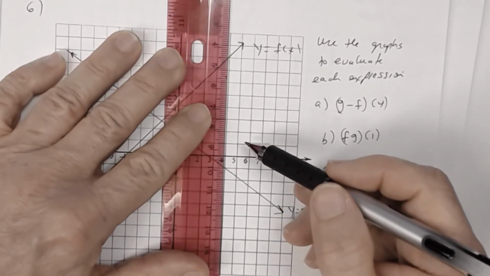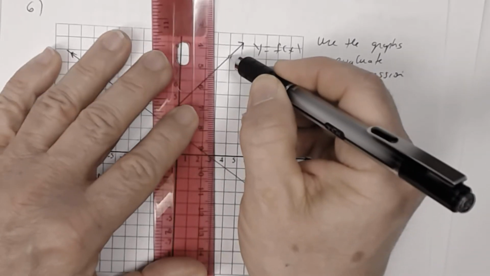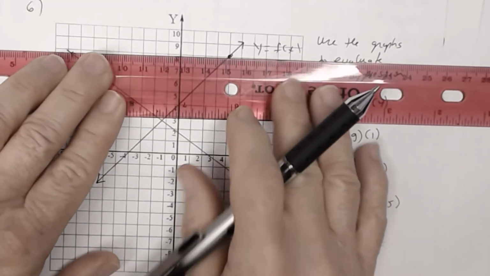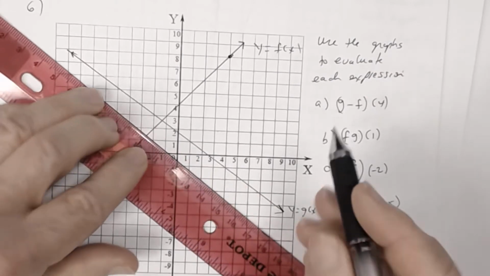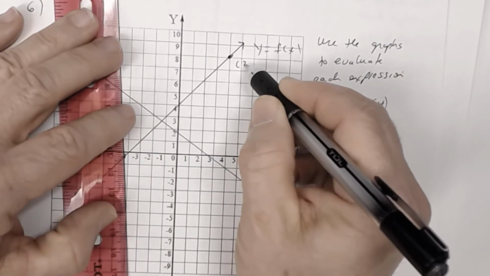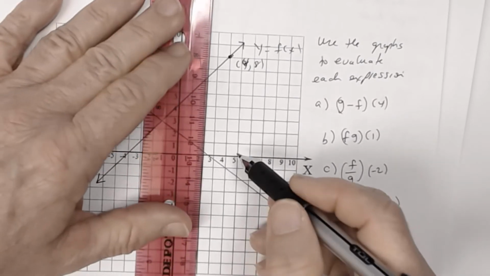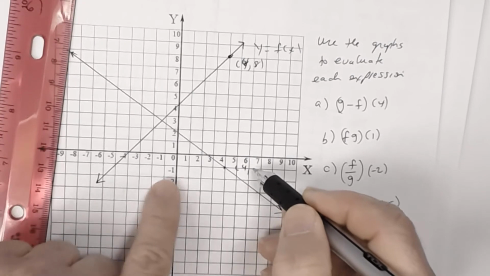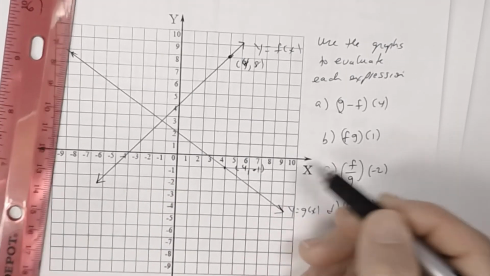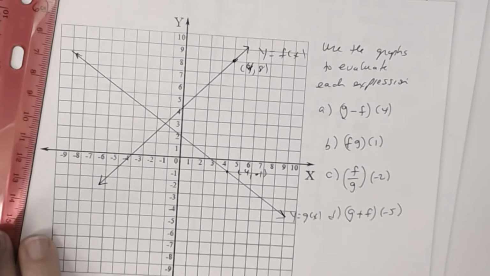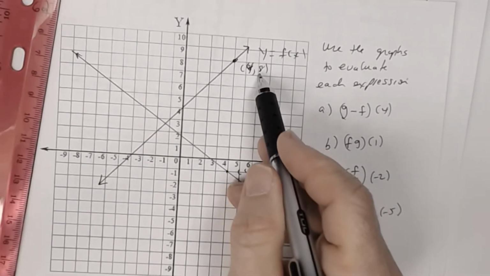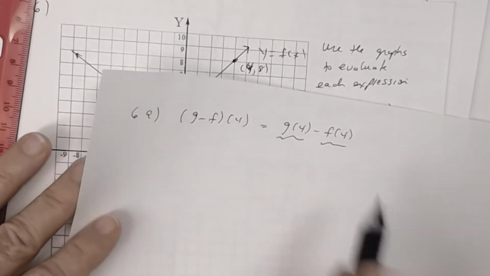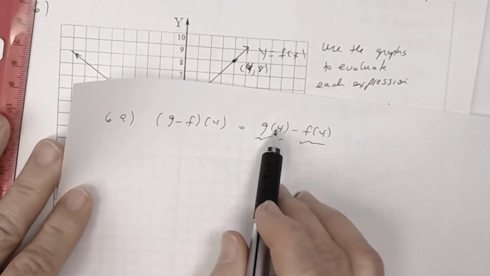Remember, when x is 4, I have this point here, and you're trying to find this y value. This y value is 8, so this point here is 4, 8. And when x is 4, this point here is 4, negative 1. So the question is this: when x is 4, what is this y value? 8. And when x is 4, what's this y value? Negative 1. Okay, so g of 4 means what's the y value when x is 4?